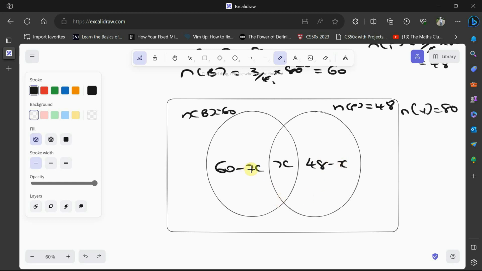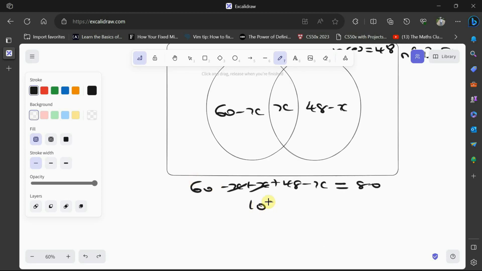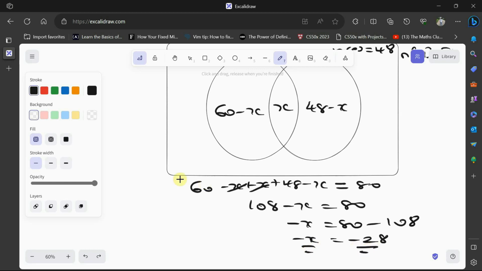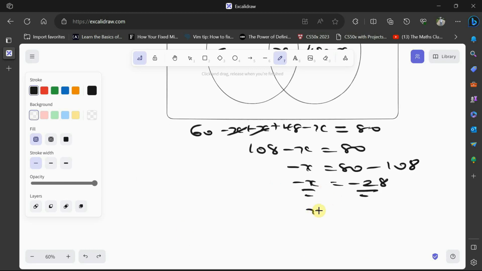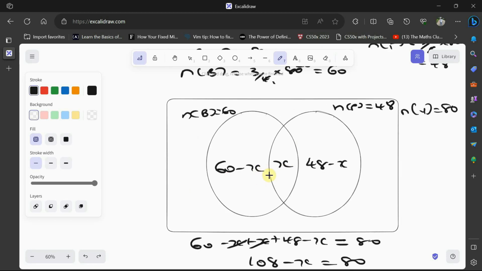If I add this and this, at the end of the day, it should give me the number of people in the class. That will be 60 minus X plus 48 minus X should give me 80. So minus X plus X will go. 60 plus 48, that should give me 108. 108 minus X should be equal to 80. Then minus X, if I take like terms, 80 minus 108, that should give you minus 28. So if you divide both sides by minus, our X will be equal to 28. That X is the number of people that study both.